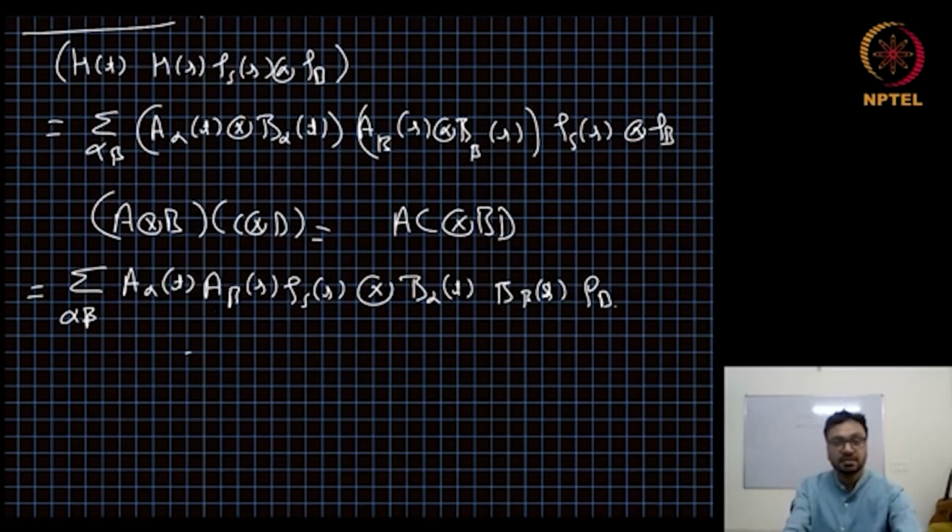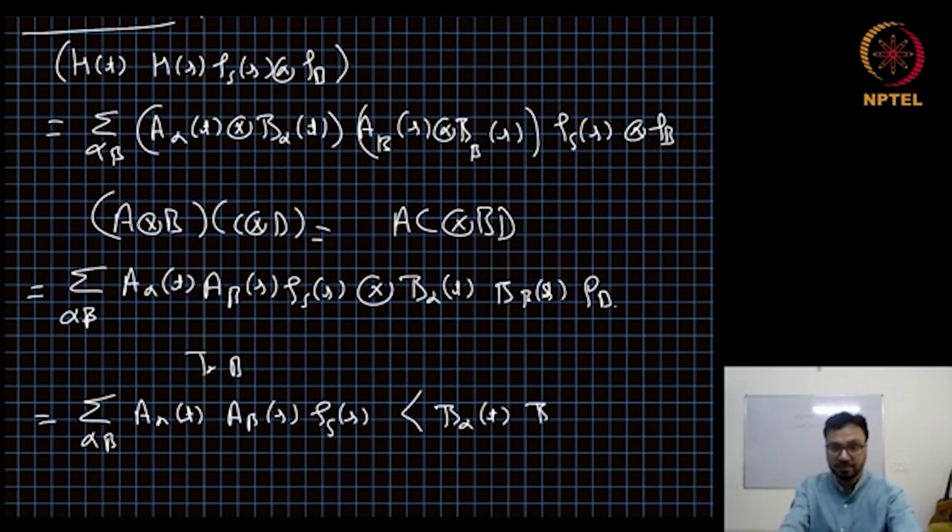Now if we take the trace over B here, then we get the sum over alpha beta of A alpha at t, A beta at s, and rho s times the expectation value of B alpha at t and B beta at s.